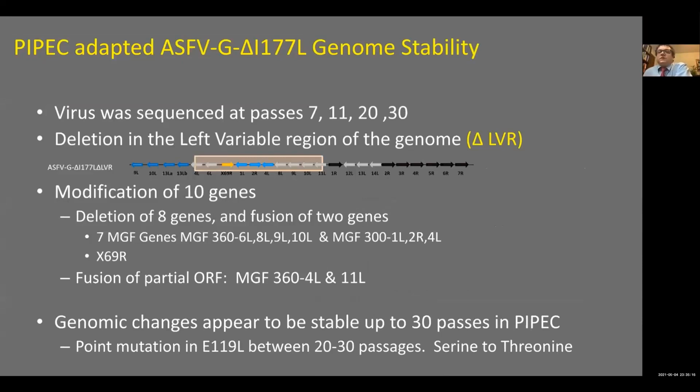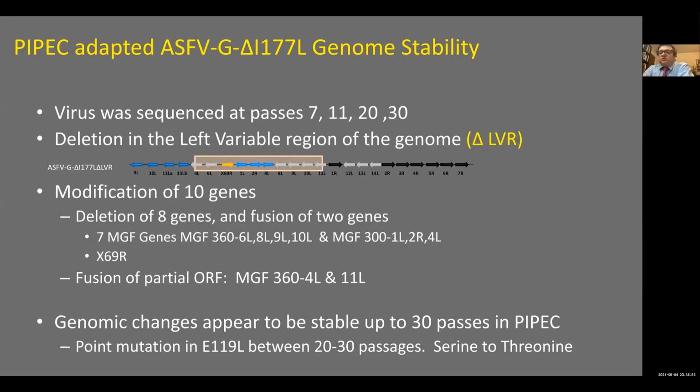When we looked into genome stability, we sequenced the virus at passage 7, 11, 20, and 30, and we found there was a deletion in the left variable region of the genome. We call this deletion delta LVR. Modification of 10 genes occurred where we deleted 8 genes and fused 2 genes. We had 7 MGF genes deleted through 6L, 8L, 9L, and 10L, MGF 300 1L, 2R, and 4L, and gene X69R. We also had the fusion of 2 partial ORFs, of genes 364L and 11L.